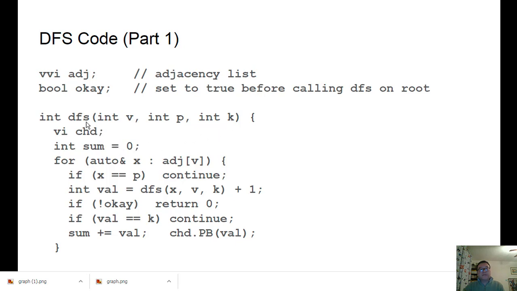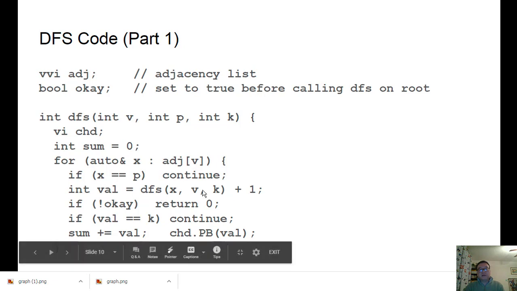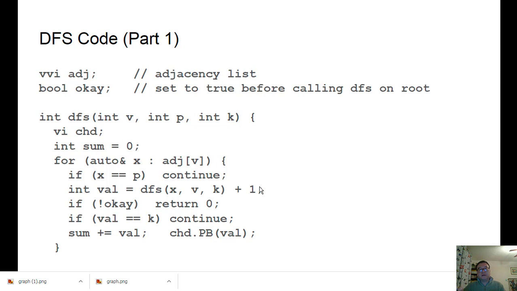And the other values that are passed out by children are stored in this vector. So looping through all neighbors, if it's the parent, then ignore. Otherwise, I call the DFS on the children, and then I add 1 because the length of the path from my child needs to add 1 when it goes to me.